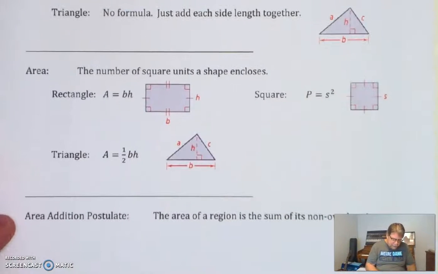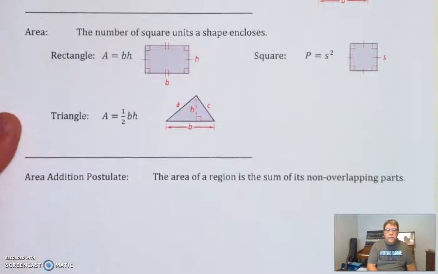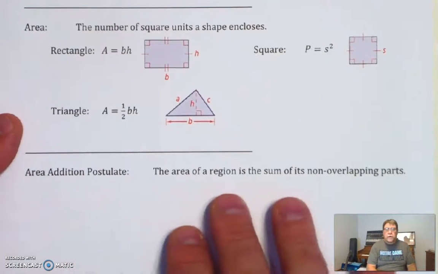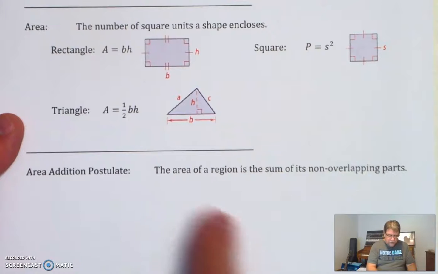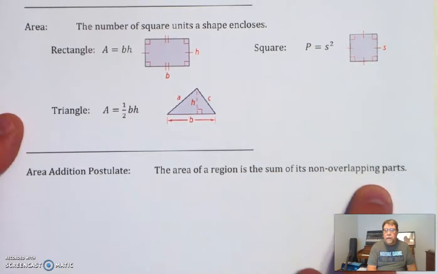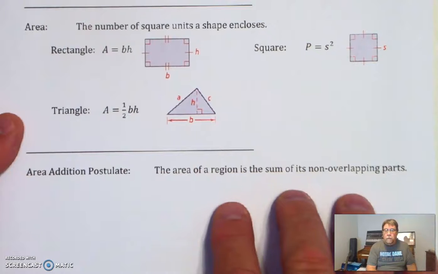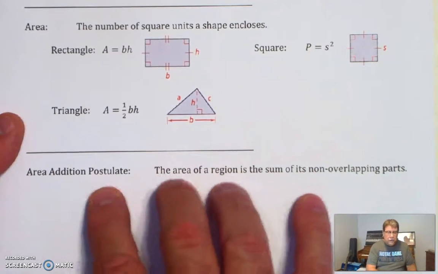The last concept is called the area addition postulate. And we will use this postulate when we're trying to find the area of some irregular shape. So it says the area of a region is the sum of its non-overlapping parts. It's important that you don't overlap the parts to the shape. And you'll see what I mean when we do an example of that, which you'll have a chance to see.